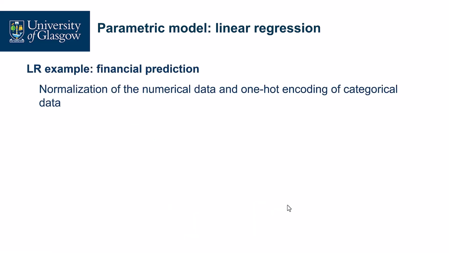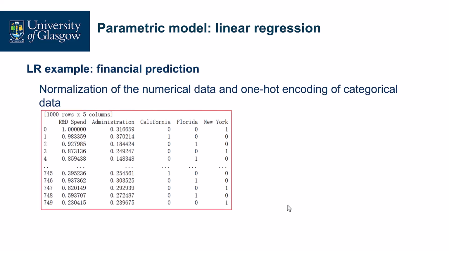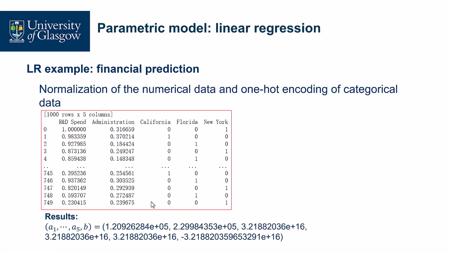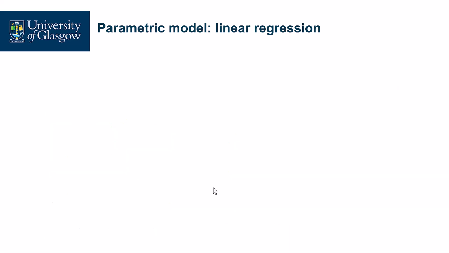I first do the normalization of the numerical data and one-hot encoding of the categorical data. Normalization we will talk about in future weeks. For now we can just see it: the R&D spend, administration, and the one-hot encoding of the location. Then I do the linear regression. This is the result. By using A1 to A5 and B, the line is formed. So for a new input with a new R&D spend, administration, and another location among the set, we can predict the profit.